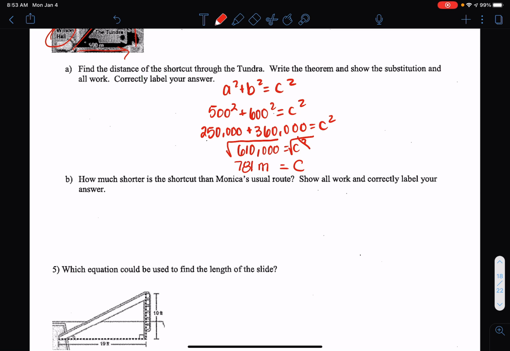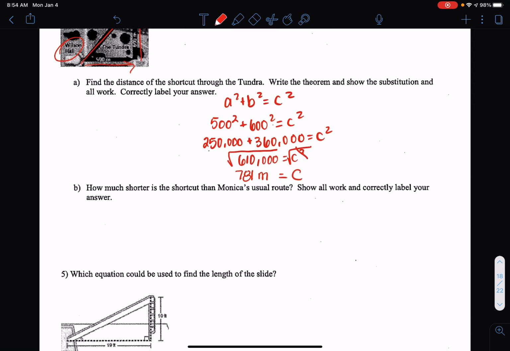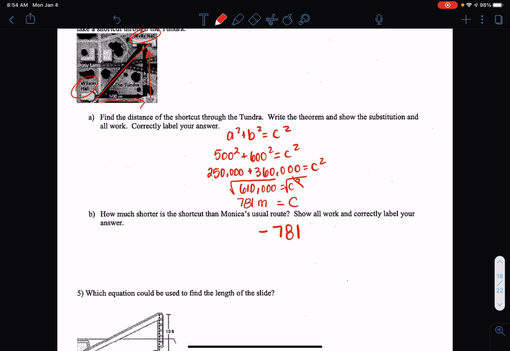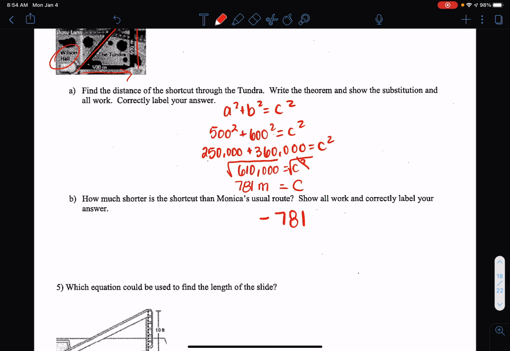They're asking us how much shorter something is. They're trying to find out what the distance is because they want me to figure out how much shorter something is, okay, the difference, okay? So I have to show my work and correctly label your answer. Now, I know that the shortcut is 781 meters, okay? And when we're trying to find out how much difference something is, we're using subtraction. I am using subtraction as my problem, okay?